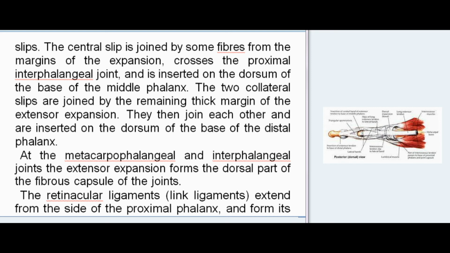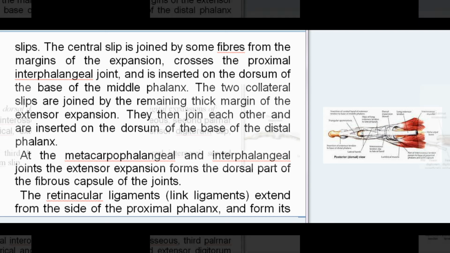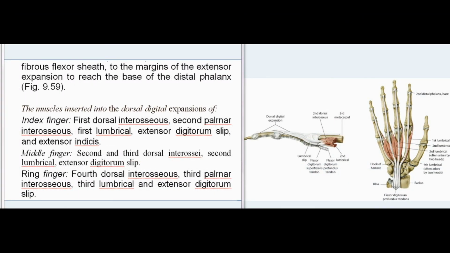At the metacarpophalangeal and interphalangeal joints the extensor expansion forms the dorsal part of the fibrous capsule of the joints. The retinacular ligaments, or link ligaments, extend from the side of the proximal phalanx, and form its fibrous flexor sheath, to the margins of the extensor expansion to reach the base of the distal phalanx, Fig 9.59.